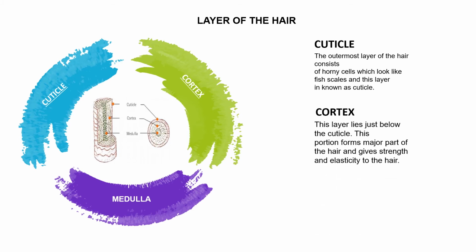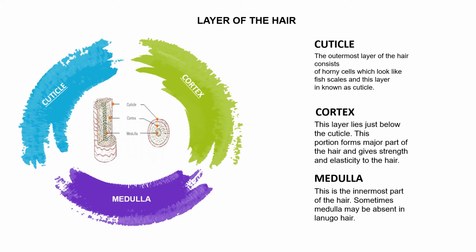Then comes the cortex. This layer lies just below the cuticle. This portion forms the major part of the hair and gives strength and elasticity to the hair. What is the medulla? This is the innermost part of the hair. Sometimes the medulla may be absent in lanugo hair. Further, the chemical composition of the hair.